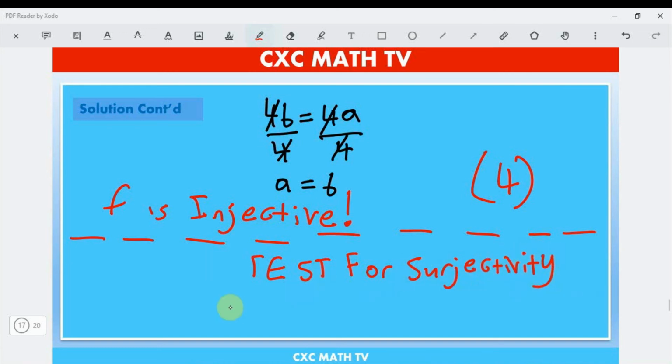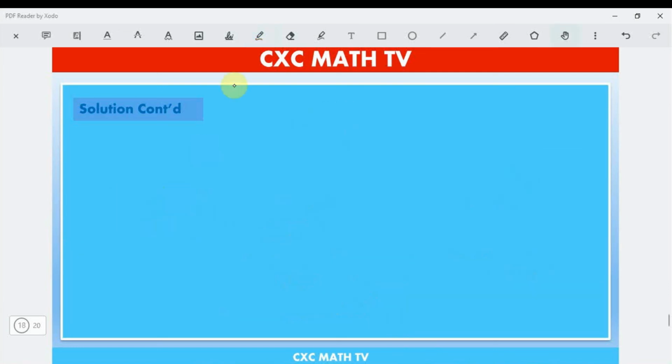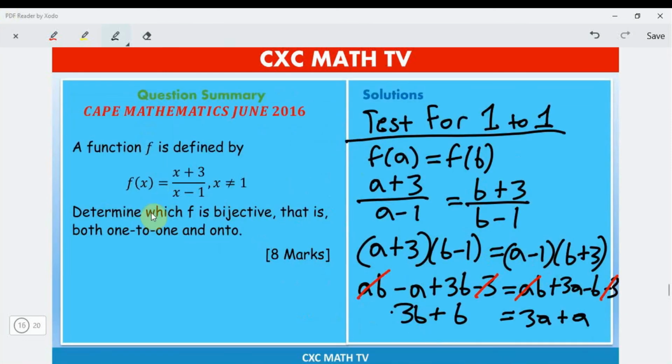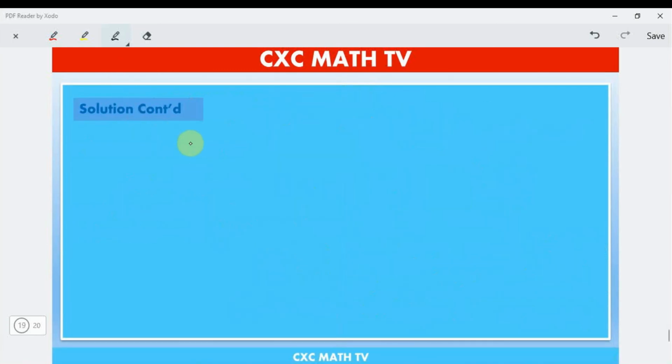So what we're trying to do is show that the codomain is equal to the range. That's what we're testing for. If the codomain is equal to the range, that's surjectivity. Is every y value mapped to? Let us go ahead and see. To test it, we solve f of a equal to b. f of a, looking at the function, is a plus 3 over a minus 1 equal to b.